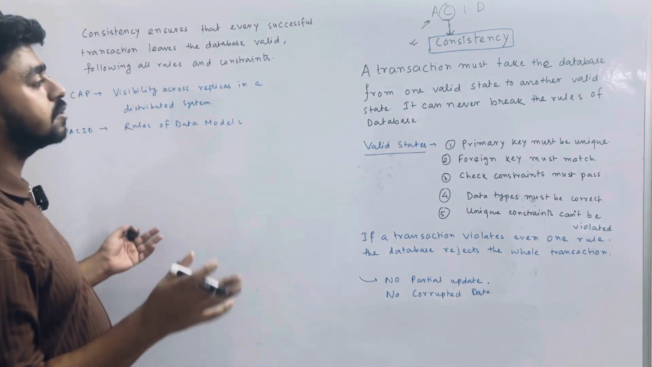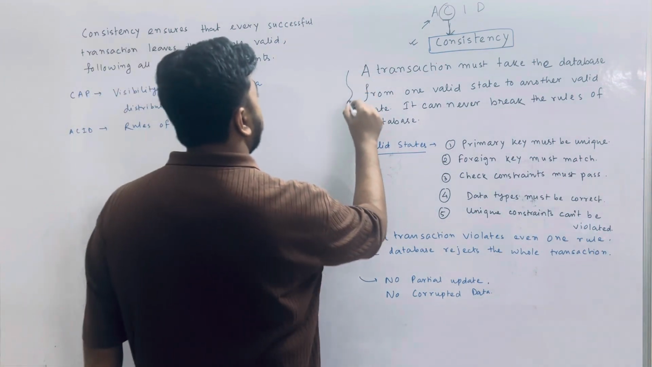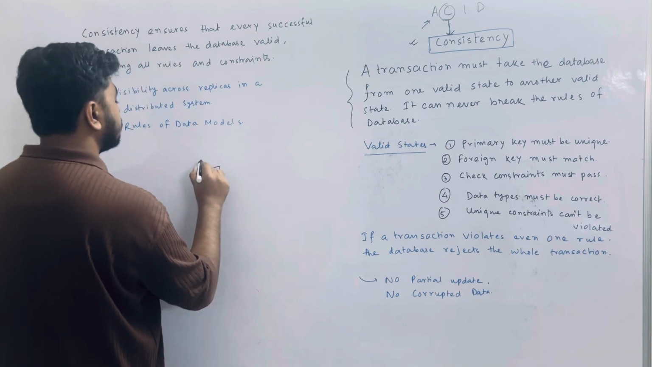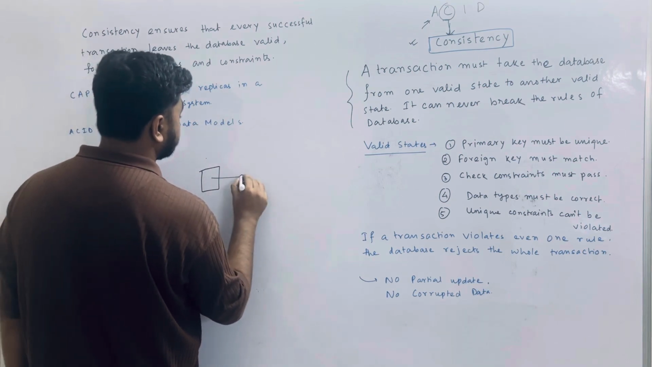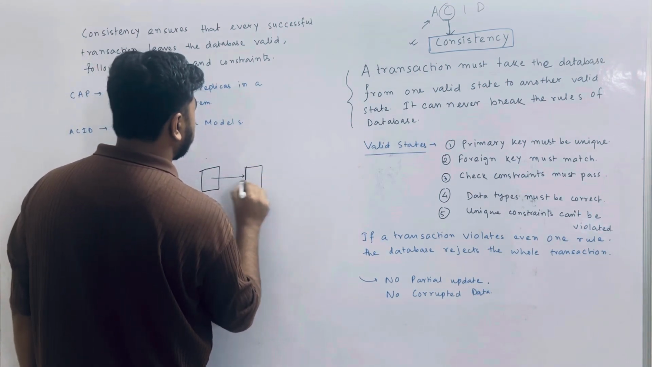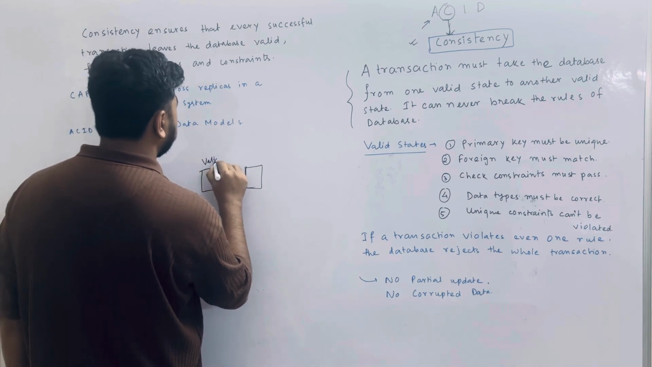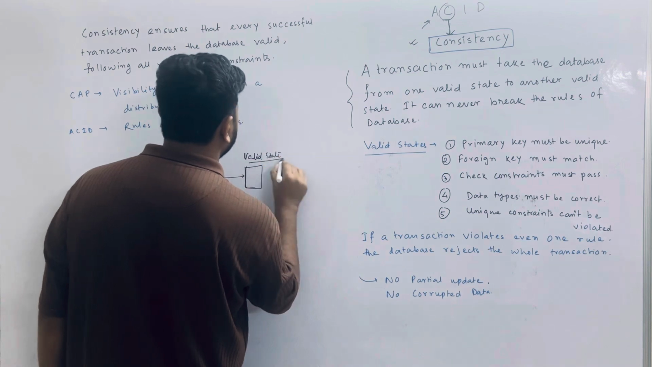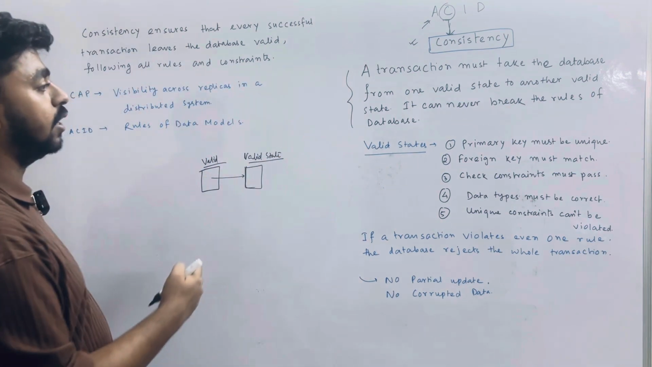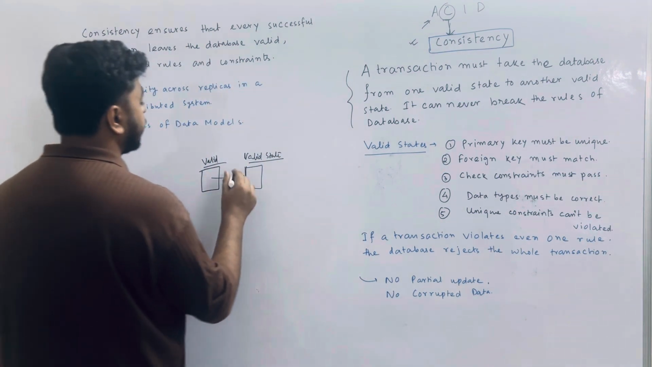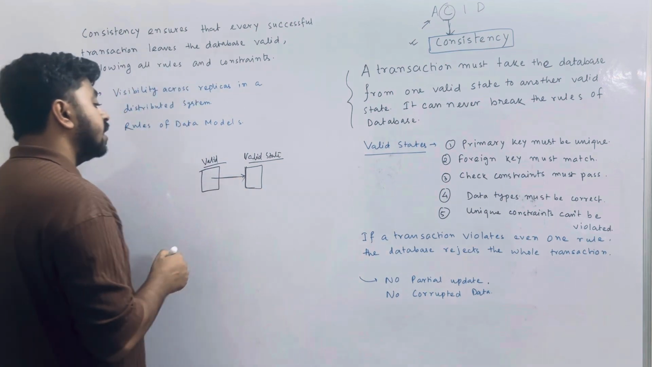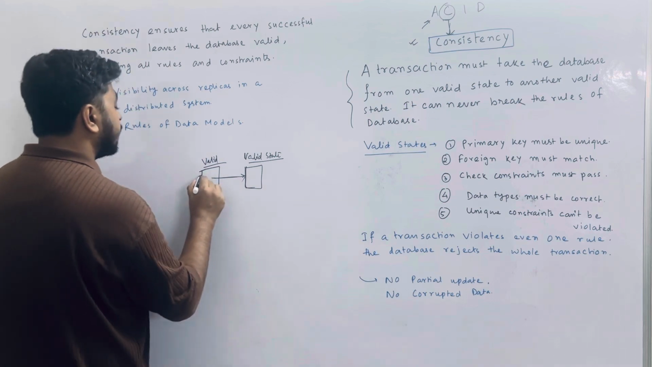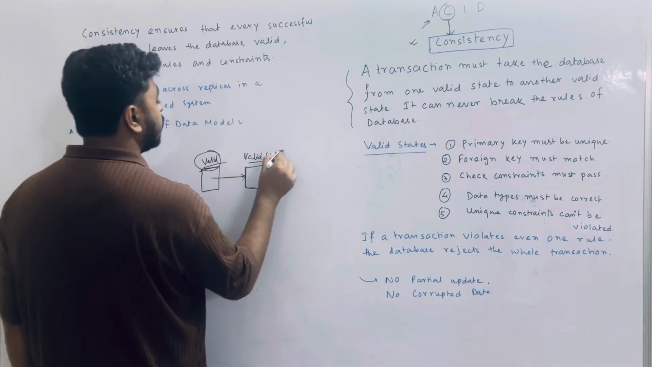So what does consistency mean? Consistency means a transaction must take the database, this is the database snapshot, from one valid state to another valid state. After one particular transaction, the database should be valid. It can never break the rules of the database while processing the transaction. So consistency means the database should go from one valid state to a different valid state.